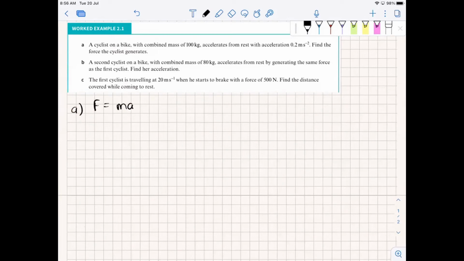We're just going to substitute the values we know. We know the mass is equal to 100 kilograms. We know the acceleration is equal to 0.2 meters per second squared. Plugging that into our equation, we get 100 times 0.2. So our net resultant force is going to be 20 newtons. Do not forget this guy here.